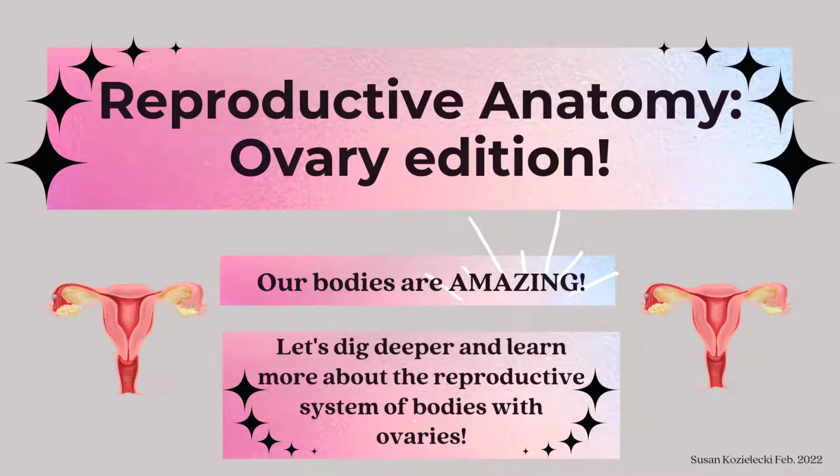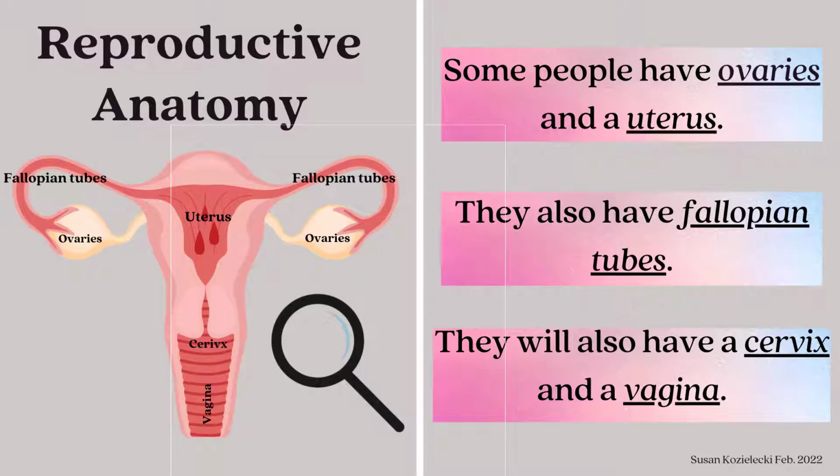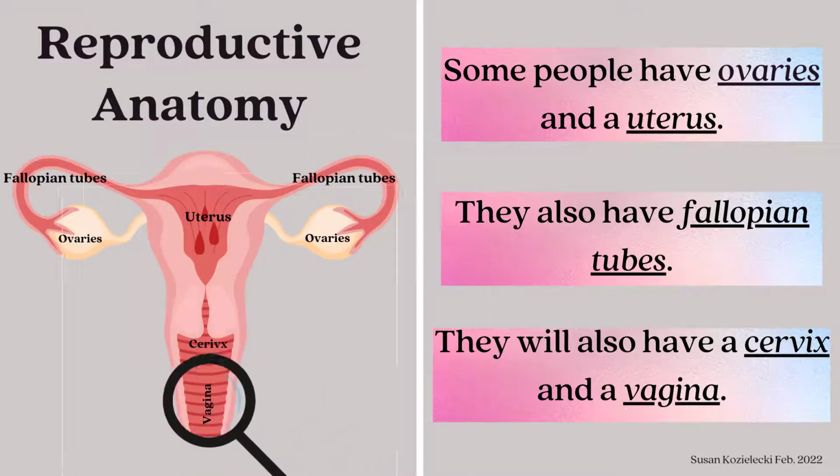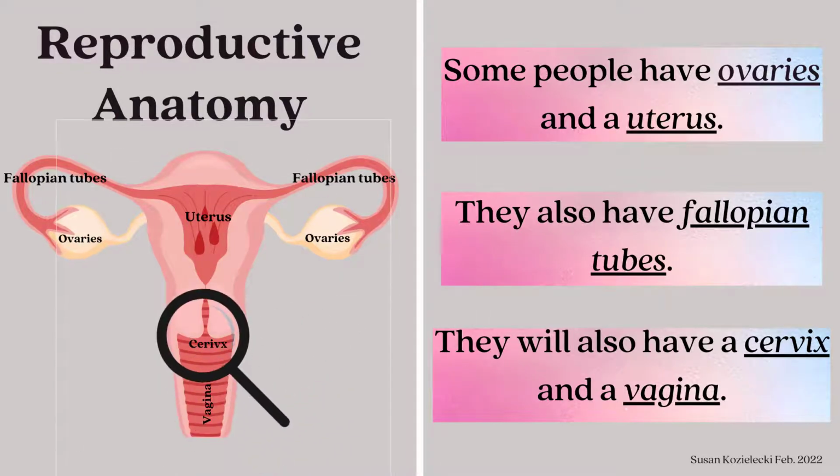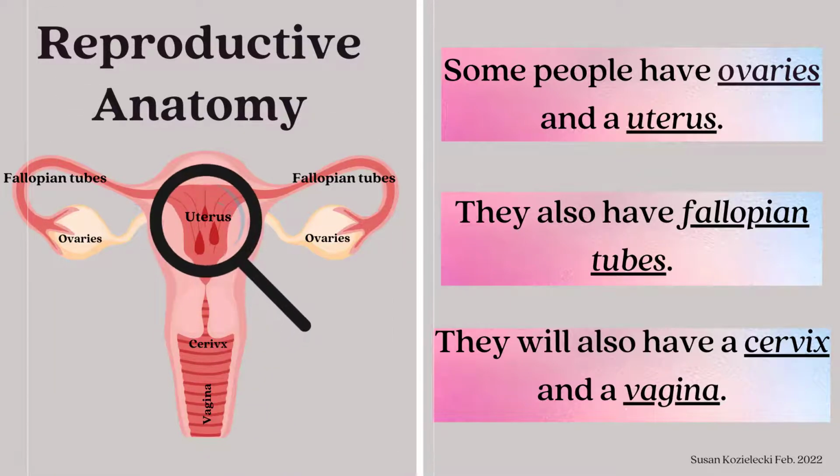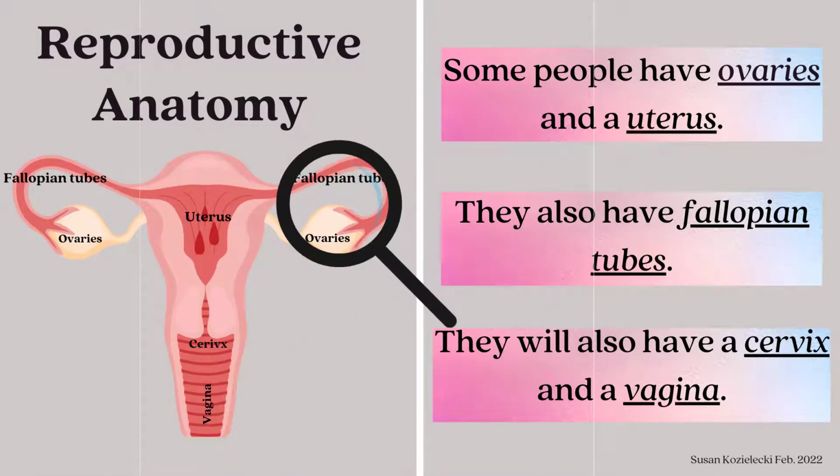Reproductive Anatomy Ovary Edition. Our bodies are amazing. Let's dig deeper and learn more about the reproductive system of bodies with ovaries. The reproductive anatomy. In this diagram, we see the internal reproductive anatomy of a person with ovaries. Starting at the bottom with the vagina, then we have a cervix, uterus, fallopian tubes, and ovaries.